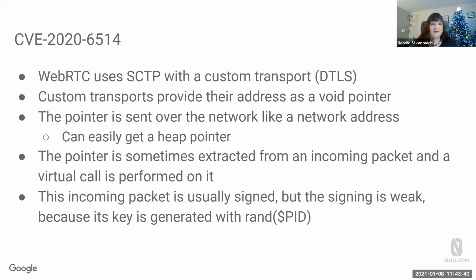And there's a bit of a caveat that when you do this packet echoing, what was supposed to happen is that this packet is signed and it shouldn't use the pointer unless it's signed. But the signing ended up being really weak. Its key was generated with basically C rand of the PID of the process. And there's not very many possible PIDs on Android. I think there's about 30,000. So this was really, really easy to guess.